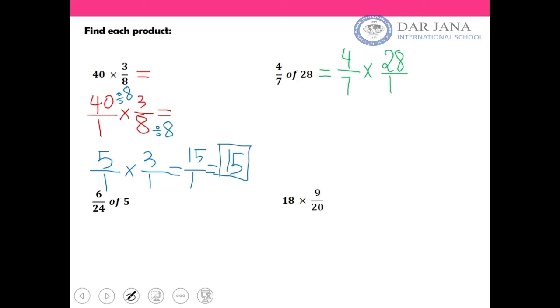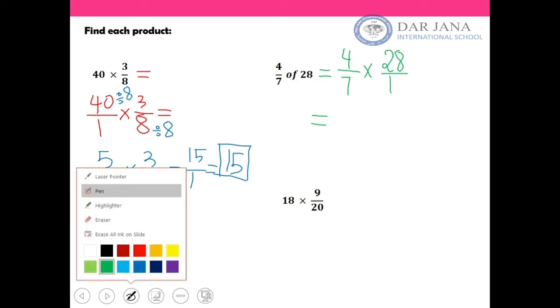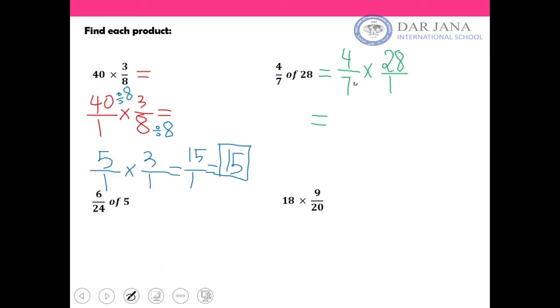Alright, I'm gonna try again to simplify any numerator with any denominator. I can do it with 28 and 7. I will divide both of them by 7. So divided by 7, divided by 7. And then I'm gonna rewrite the fractions. So it's gonna be 4 over 1 times 4 over 1. And the answer will be 16 over 1 equals 16.